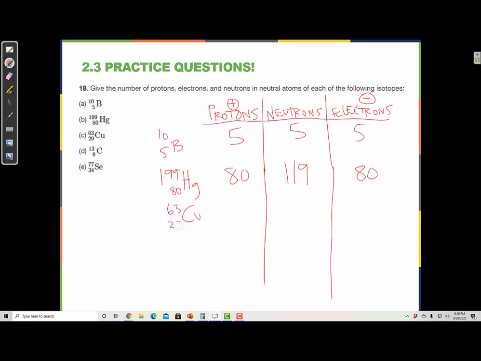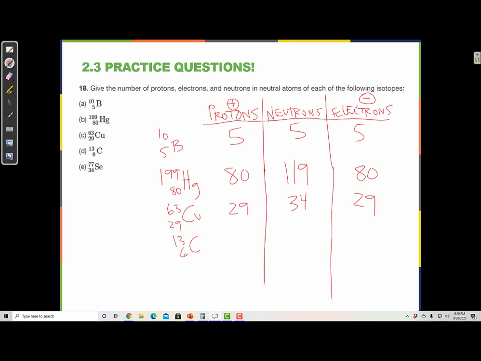Right, this atom of copper has an atomic number of 29, so it has 29 protons. It has 63 minus 29, 34 neutrons, and if it's neutral, protons and electrons are equal, 29.